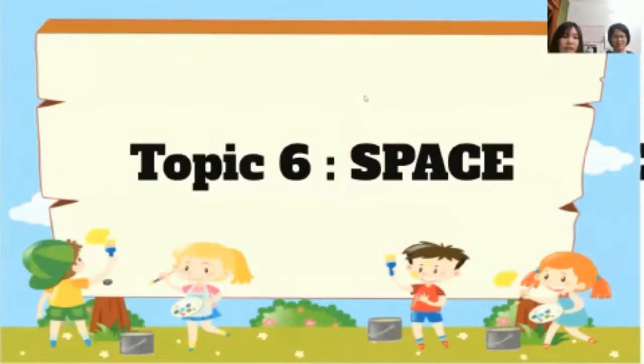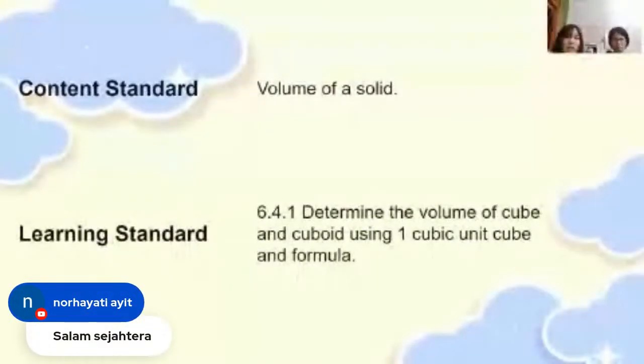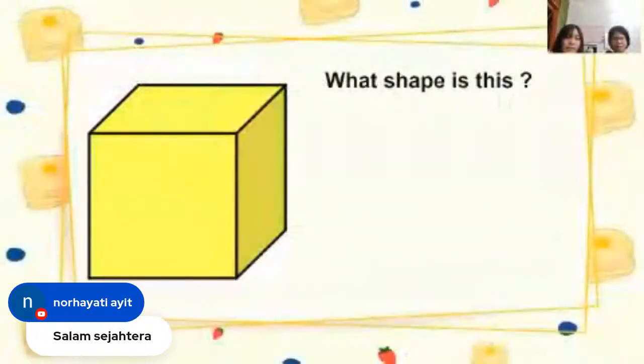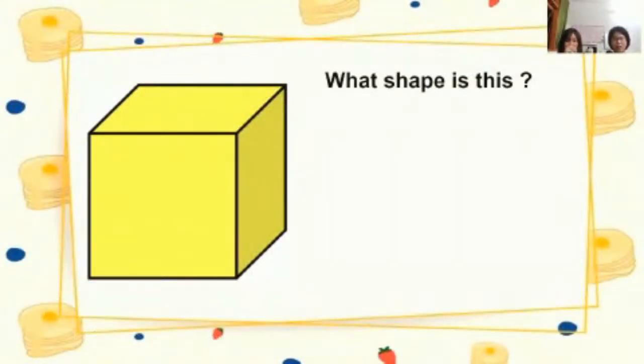So our project is for Standard 4, Topic 6, Space. Our content standard is volume of a solid. The learning standard is 6.4.1: determine the volume of cube and cuboid using 1 cubic unit cube and formula. Our project will begin with a self-learning section whereby students will learn by themselves how to identify cube and cuboid, as well as how to calculate the volume of both solids.